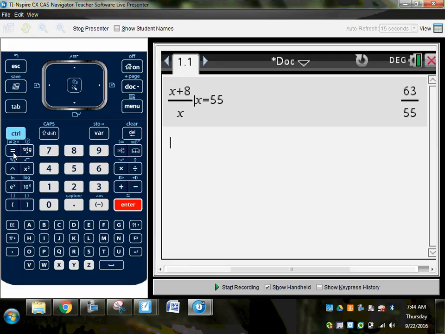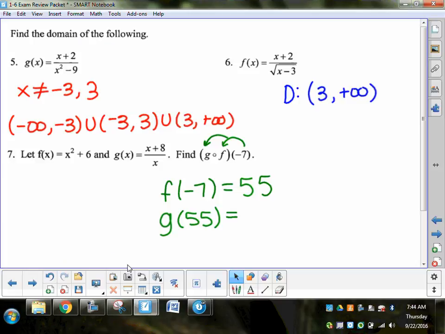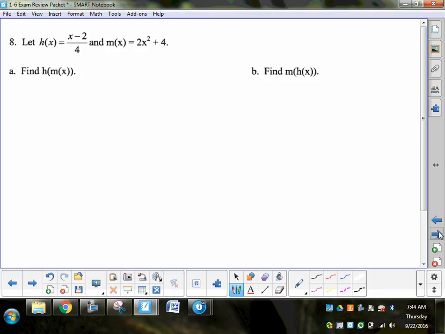Did you all know about that or no? Did you know how to do it? Okay. That's another way of doing it. You could have replaced them with parentheses. So our answer comes out to be 63 over 55. Questions on that? Take a look, please, at A.